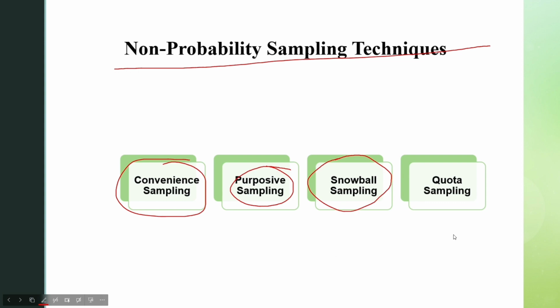Each sampling technique has its own advantages and limitations, and the choice of sampling method depends on factors such as the research objective, the population characters, the availability of resources, and practical considerations. Researchers should carefully consider the strengths and weaknesses of each technique to ensure that their sampling approach is appropriate for their study.